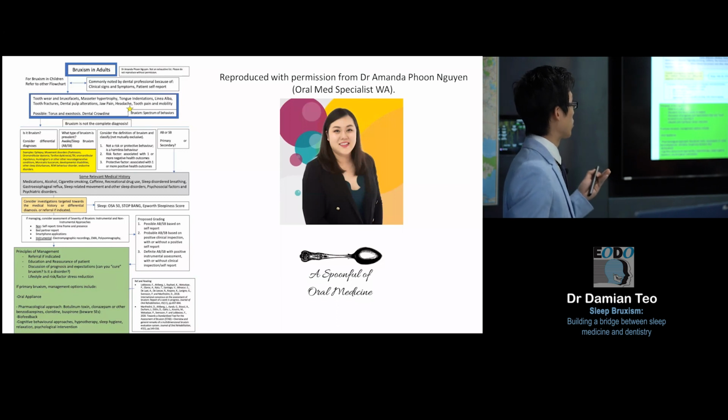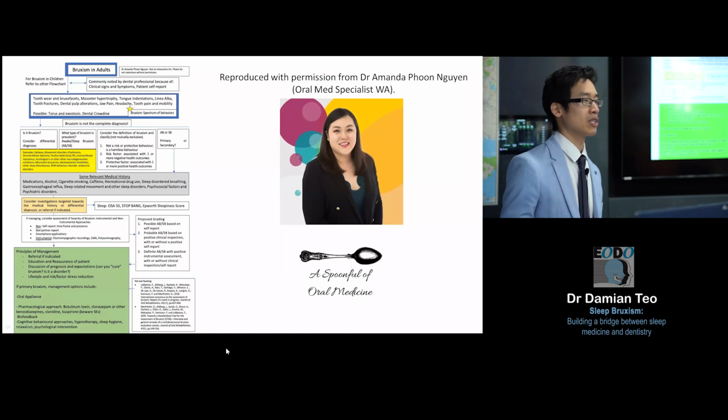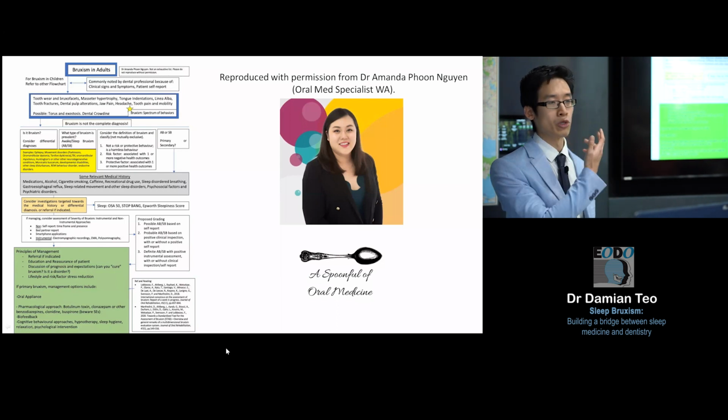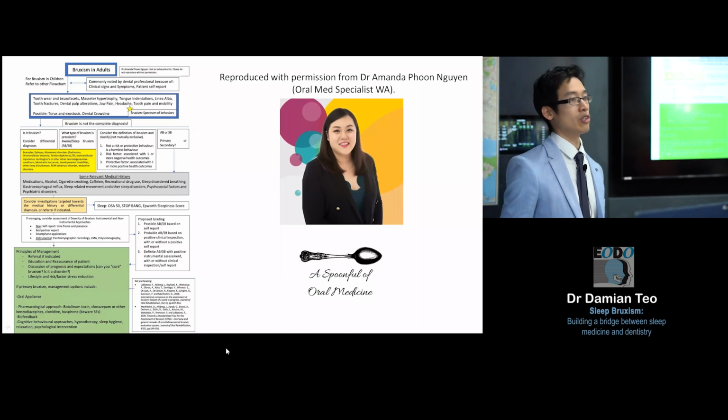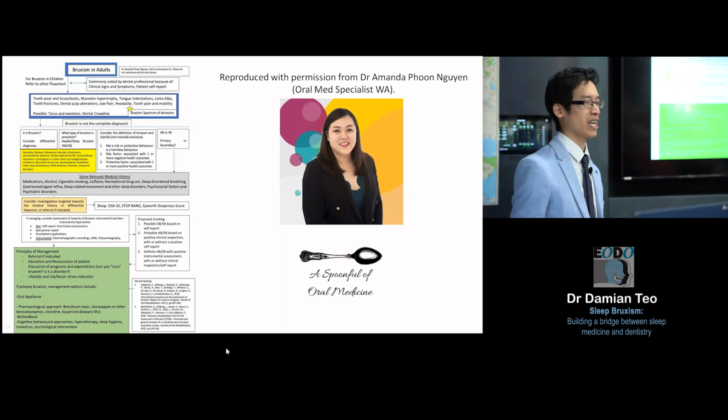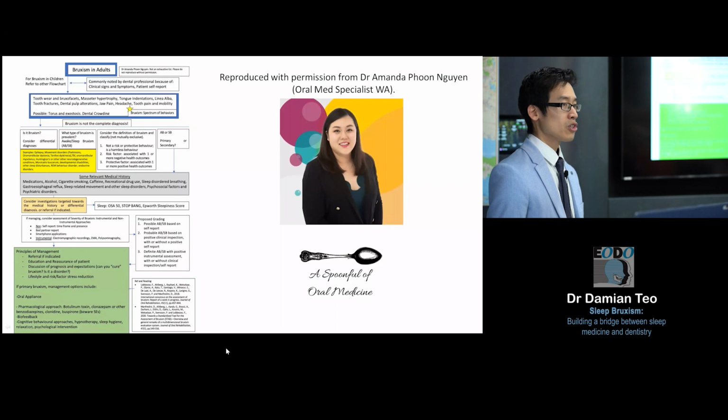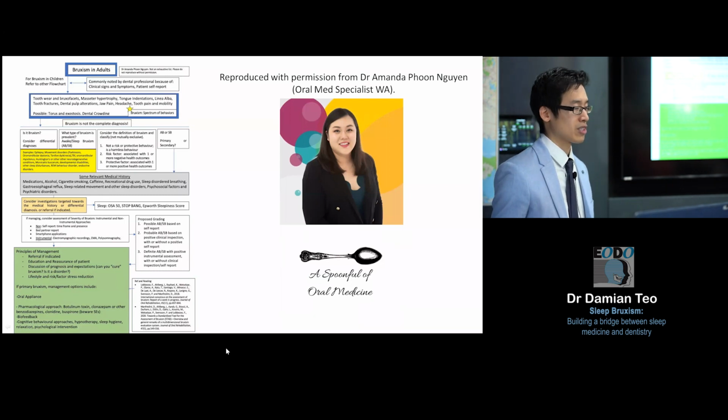And then when you're looking at the management, you have to think, do you actually need to do treatment? If you see they're clenching and grinding, but there's no jaw pain, no teeth wear, the patient's not complaining of anything, and there are no relevant medical or secondary issues going on, you may not need to treat them. You can just say, hey, they're clenching and grinding, we'll just keep an eye on things.